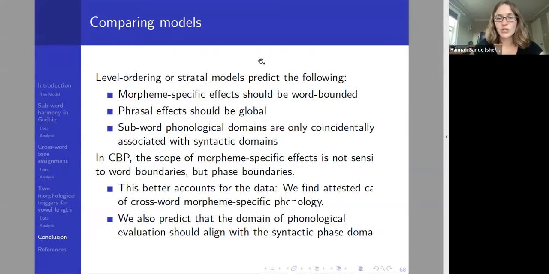So we do find attested cases of crossword morpheme-specific phonology. And we also predict that the domain of phonological evaluation should align with syntactic phase domains. And this is testable, right? We can go see whether morpheme-specific phonological processes across languages align with syntactic phase boundaries.